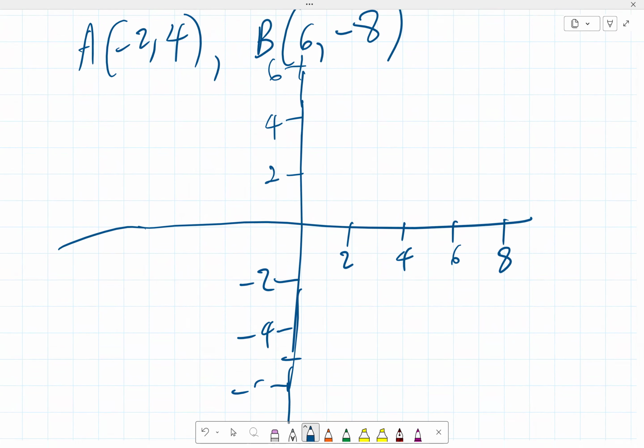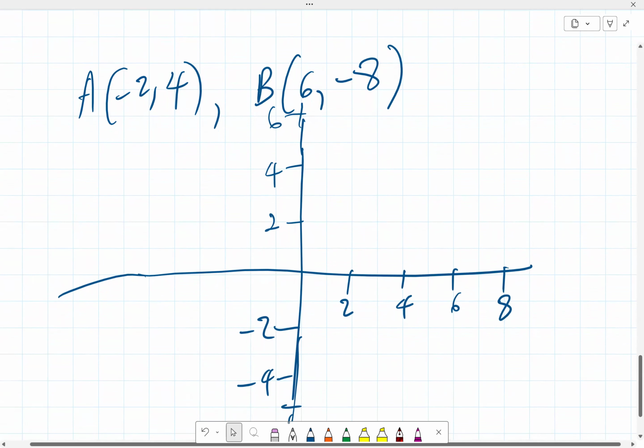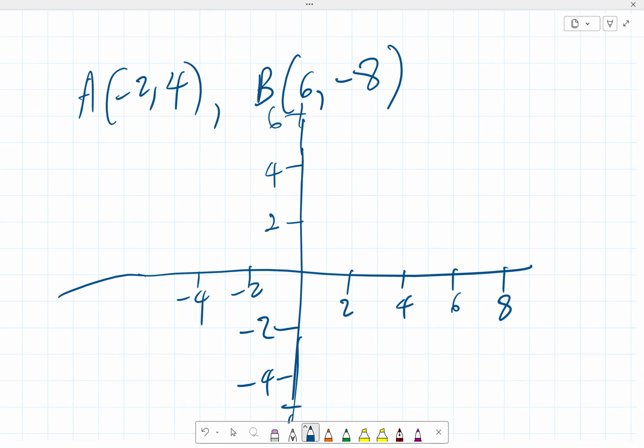So minus 6 and then minus 8 like this. And then here, minus 2, 4. So let's say we have minus 2, we have minus 4. So for point A now, minus 2, 4. So this is minus 2, 4. So that's the point A here. This is our point A, minus 2, 4.